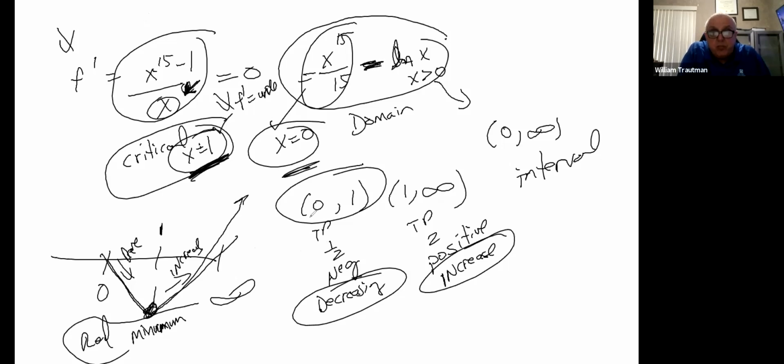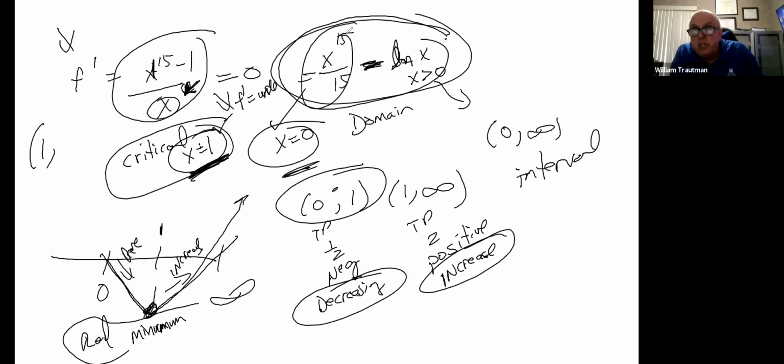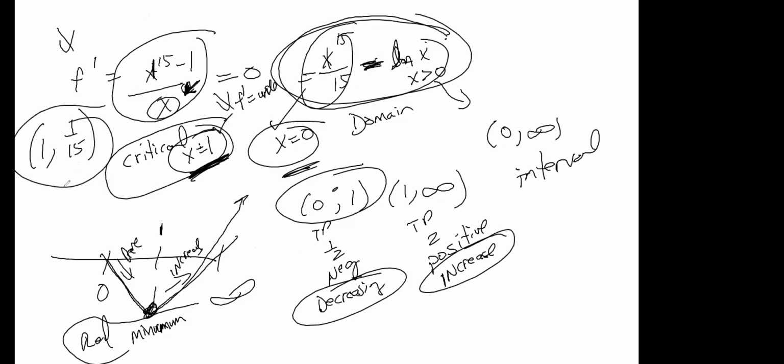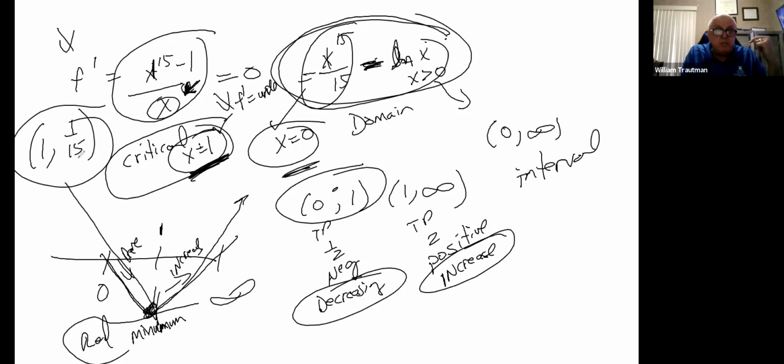We ended up with the x value of 1, and if you plug 1 into the original problem right here, the ln of 1 equals 0. So it's 1 over 15 minus 0. So the y value is 1 over 15. So that is the minimum. It says find the relative minimum. This is the coordinate for the relative minimum.